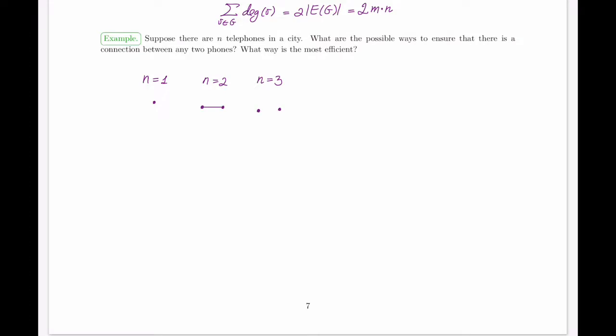So let's say I have my 3 phones here. How would you connect them in a way so that there is a connection between any 2 phones? So I can create this complete graph here, but I notice that this is redundant. I really don't need all the 3 edges to connect any 2 phones to each other. If I take away one of the edges, the connection property still holds. This vertex is connected to this one directly. This one is connected to this one directly. And I can get from this vertex to this one through the other one. I just need to make sure that I can in fact connect.